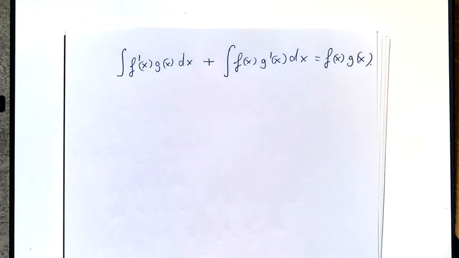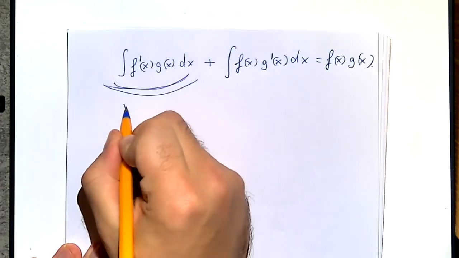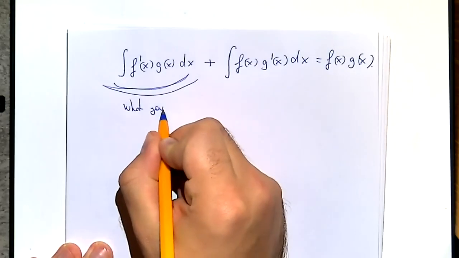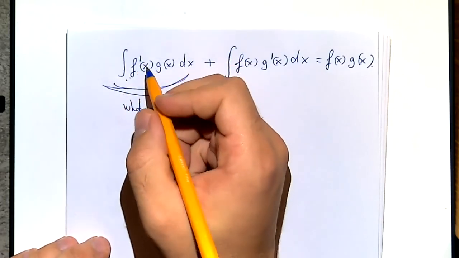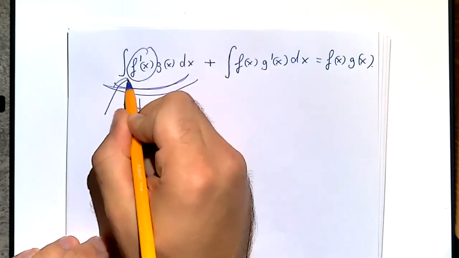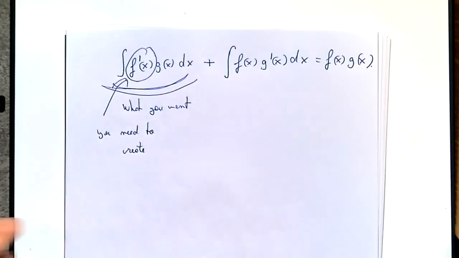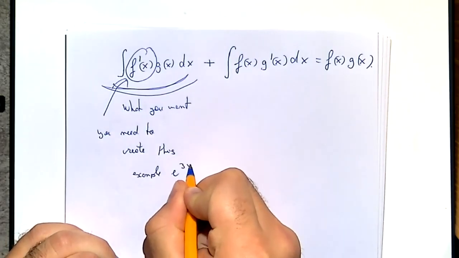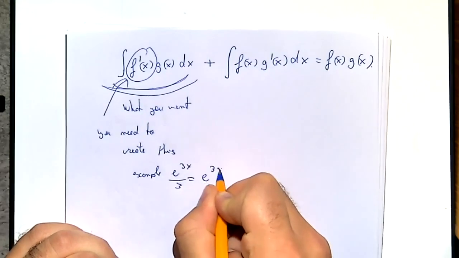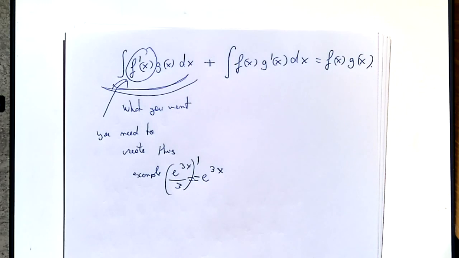Again, one more time. You have this integral, which you want to compute. And in most of the problems, you will need to create this f prime, just like we did. Example: e to the 3x over 3 is equal to e to the 3x. I just created that derivative there because it wasn't there in my initial integral, so I created it so I can apply by parts.